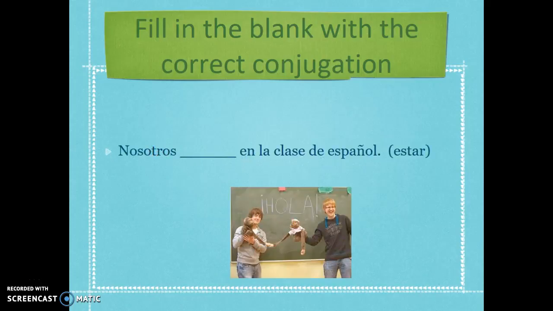Nosotros blank en la clase de español. The verb is estar, and I want it to say, we are in the Spanish class. Estamos. Again, the verb is estar here and not ser, even though they both mean to be. But this sentence is asking for a location, right? We are in Spanish class. Where are you at? It's a location. Spanish class. That's why we have to use estar and not ser.